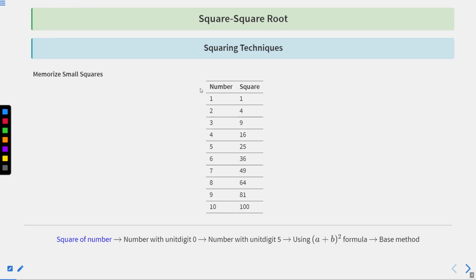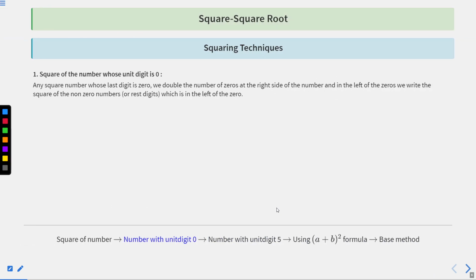I have listed some numbers and their squares, and I would suggest you memorize all of these. So 1 square equals 1, 2 square equals 4, 3 square equals 9, 4 square equals 16, and so on. This is the list of some numbers whose squares I recommend you remember. This is the basic you should know. From 1 to 20, the squares of all the numbers should be on your tips.